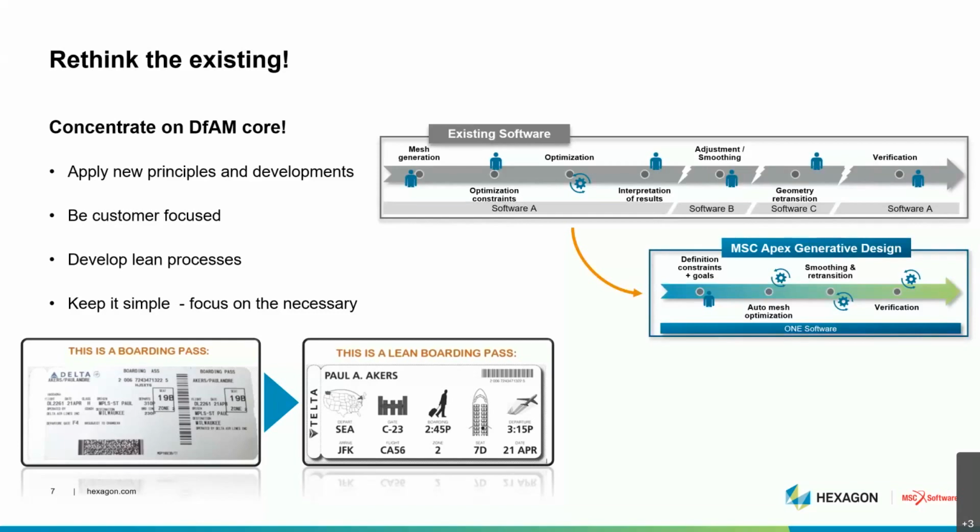This is MSC Apex Generative Design, where you just set up your constraints and goals very easily in a very intuitive user interface. Just work on geometrical things. You set up your model as you think about the model, and no mathematical background is needed. And then the rest is completely automated and running through in one software. Automated mesh generation, automated smoothing, retransition, and even verification can be automated. This is what we think is the right way to keep an eye on the user and to develop the software for the user, not for the mathematics behind.